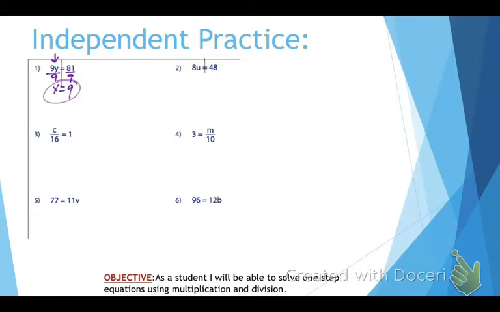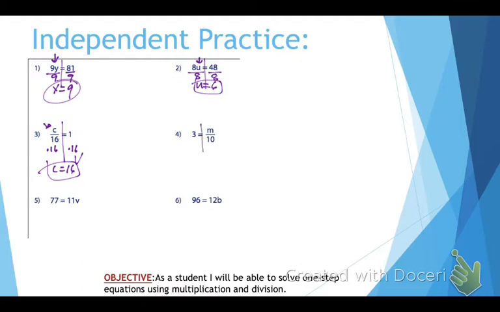Number 2, draw my line. Opposite of multiplying by 8 is dividing by 8. So we're going to divide by 8. u equals 6. That should be your answer. Circle it. Moving on. Number 3, draw my line, find my variable. It's c divided by 16. Well, c divided by 16, what's the opposite of dividing by 16? Multiplying by 16. All right, c equals 16. Isn't 16 divided by 16 1? Yep, sure is. Done.